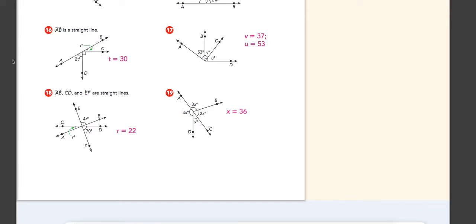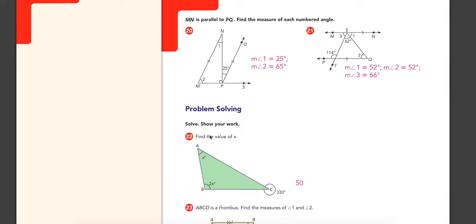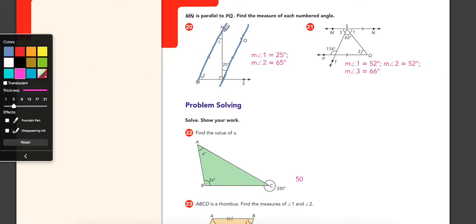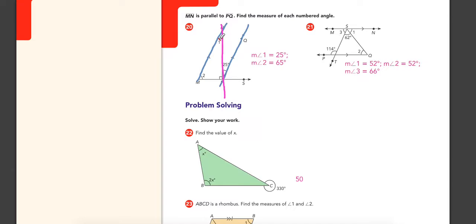Next page. So angle 1 here has got to be 25 degrees because we have our two parallel lines. This line here is parallel with that line there, and of course, this is our transversal. So this 25-degree angle and this angle 1 here are alternate interior angles. So that's 25.